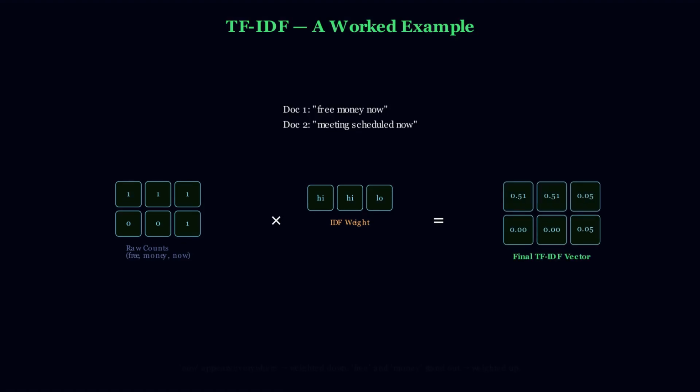Now appears in both documents. Low IDF, it gets downweighted in both rows. Free and money only appear in document 1. High IDF, high final TF-IDF score. Document 1 now looks unmistakably spam-shaped to the model, without ever reading it like a human.